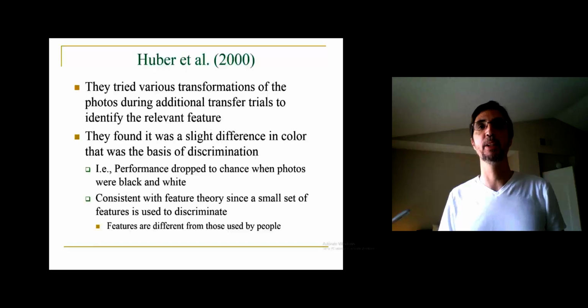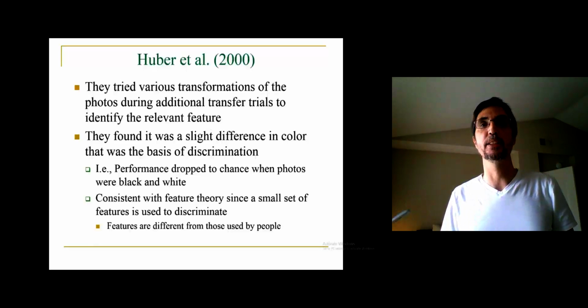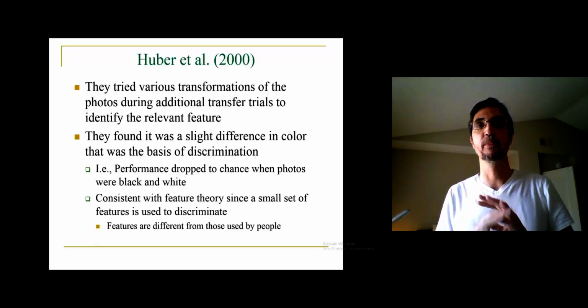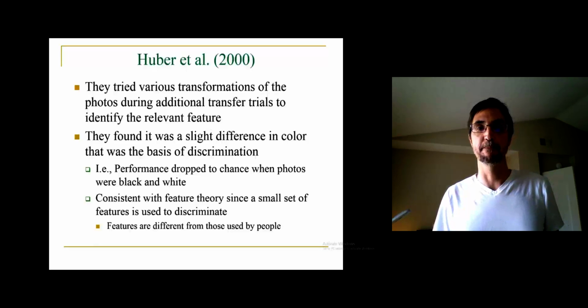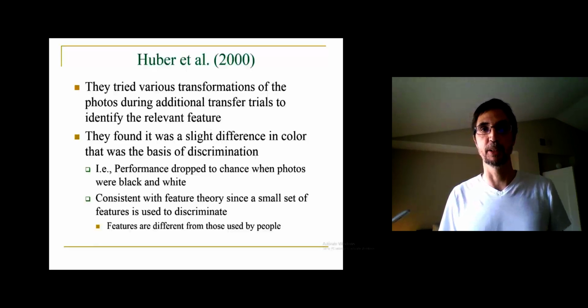So how do they know that? When they presented the faces in black and white, accuracy dropped to chance. So they could no longer discriminate the male and female faces when they were in black and white. This is consistent with the feature theory, because it says that a small set of features is used to discriminate between categories.